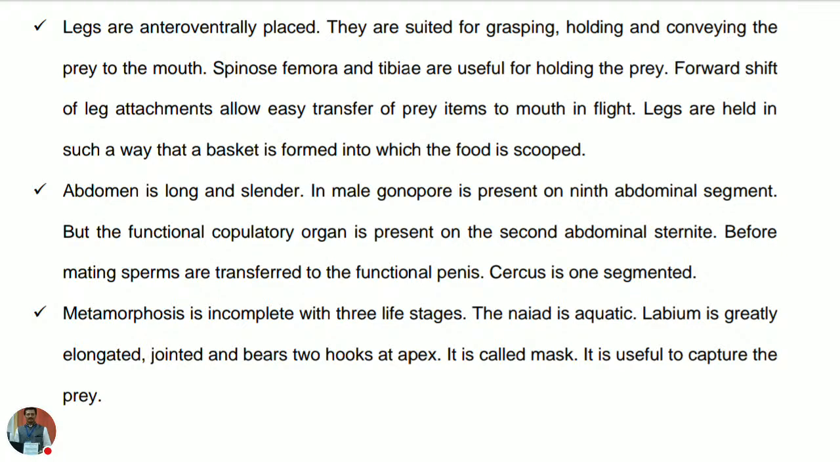Then metamorphosis is incomplete, means here the egg, nymph and adult stages, only three stages are there, and the nymphal stage of this order is called as naiad, and these naiads are aquatic. Labium is greatly elongated, jointed, and bears two hooks at the apex. It is called mask. It is useful to capture the prey.